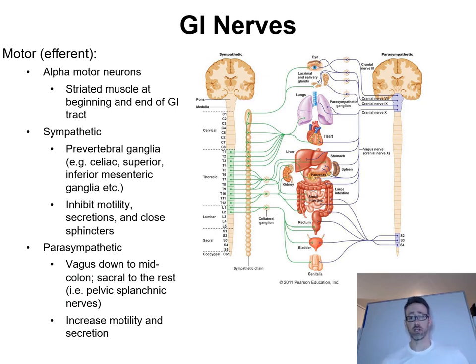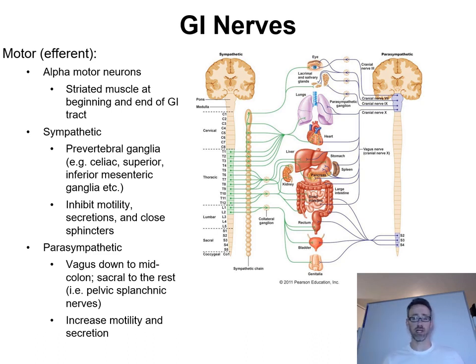Okay, so the efferent component, you have the alpha motor neurons. These are neurons that are innervating striated muscle. So that's actually at the beginning and the end of the GI tract, as I mentioned earlier, where you have striated muscle in the oropharynx. You also have striated muscle around the external anal sphincter, and so they can be, in some regards, voluntarily controlled as well, with some reflex action, which I'll talk about.